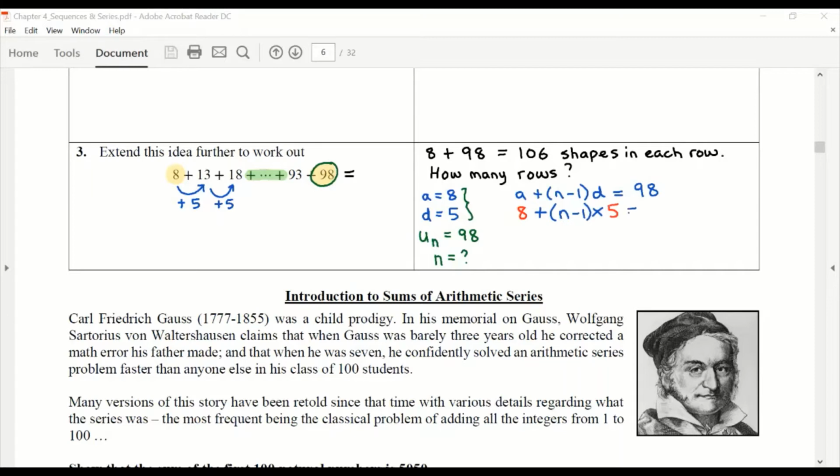So I can solve for n. Okay, great. So let's subtract 8 from both sides and expand the bracket. So we have 5n minus 5 would equal 90. In other words, add 5 to both sides, so 5n would equal 95. And therefore n would equal 19.